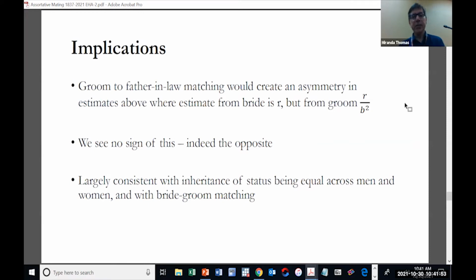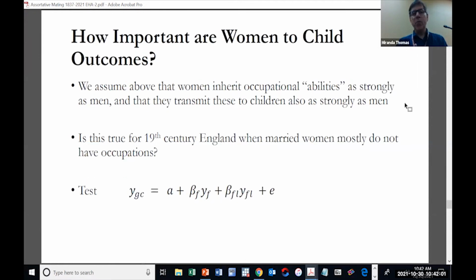What are the implications? This was the thing about the asymmetry. How important are women to child outcomes? So using another set of data, which is an extensive genealogy of about 410,000 people in England, what we do for a lot of children is identify the paternal grandfather and the maternal grandfather and their characteristics, and then see how well these predict the outcomes of the child, where they're both in a regression estimate.